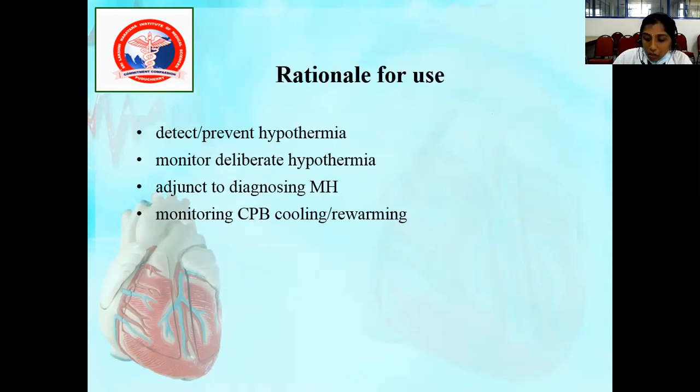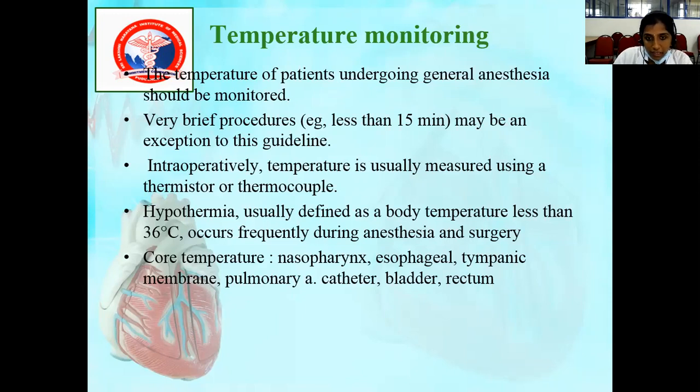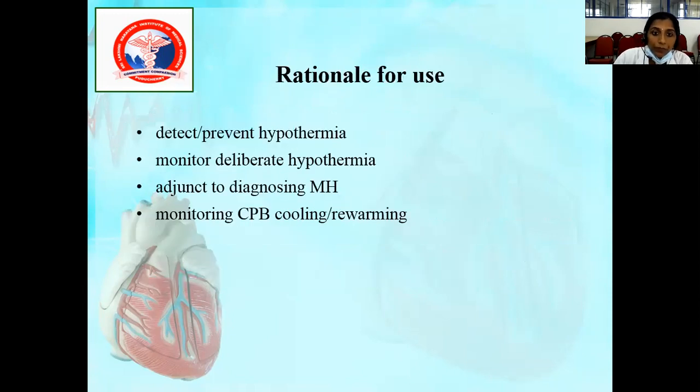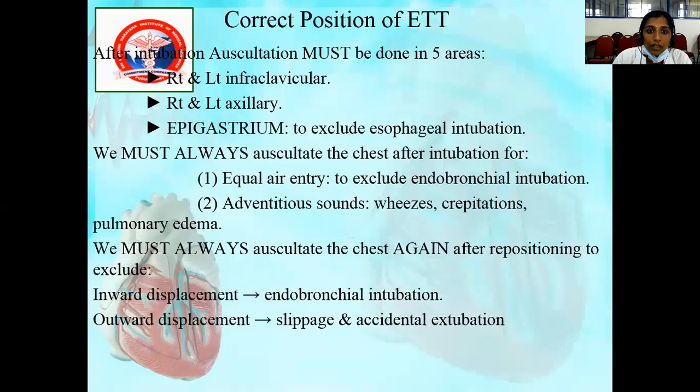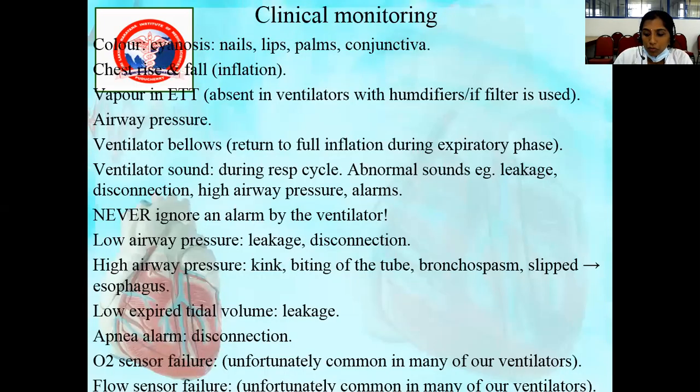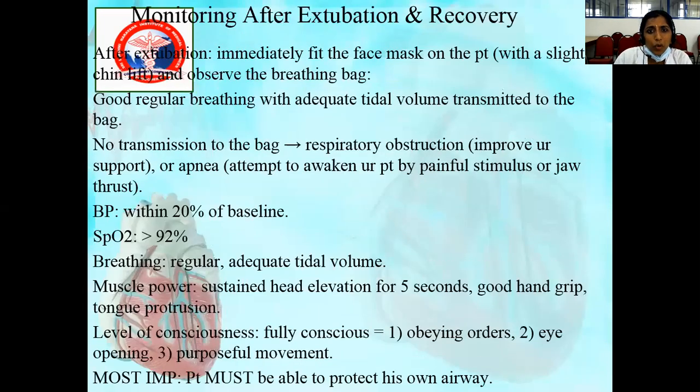So we can measure the core temperature at what all sites? It's nasopharynx, esophagus (lower end of the esophagus), tympanic membrane, by using a PA catheter, in the bladder, and in the rectum. The main aim is to prevent hypothermia and to treat it, because hypothermia will lead to a dangerous triad of cardiac arrhythmias, sepsis, and coagulation defects. So it is important to detect it in time. So these were the basic monitoring.